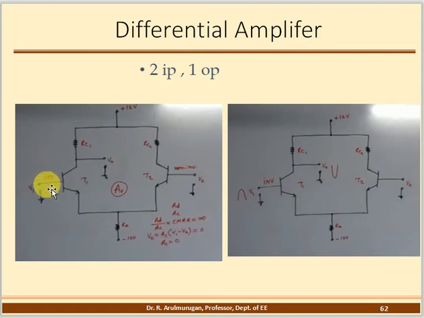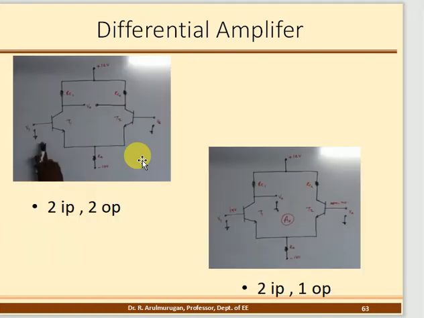Here two inputs are given, and one output is taken out. If you take one more output and connect it here, then it becomes a two input, two output system. So this is a two input and two output system, and this is a two input and one output system.